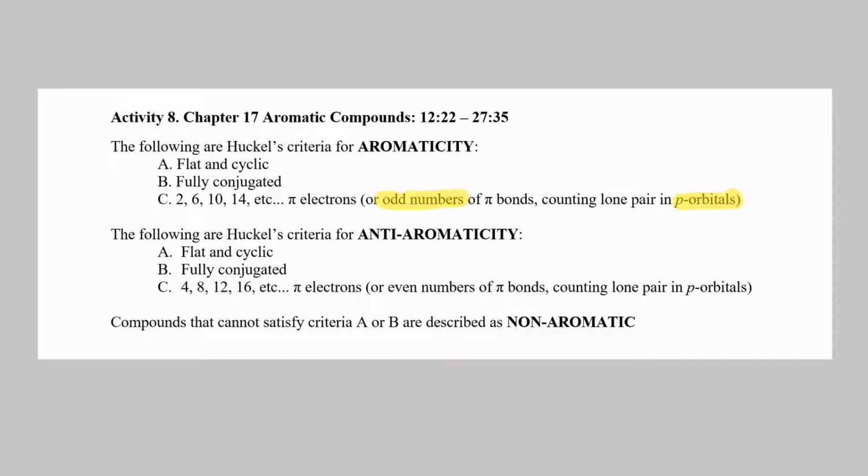For anti-aromaticity, it has to be flat and cyclic, fully conjugated, and have 4, 8, 12, 16, or an even number of pi bonds, counting lone pair in p orbitals. Any compounds that don't satisfy these criteria for A or B are described as non-aromatic compounds.